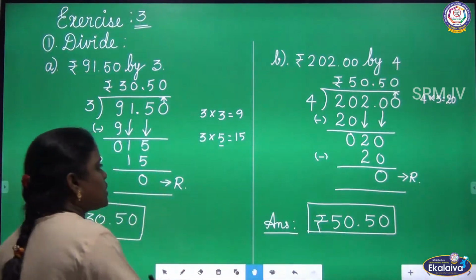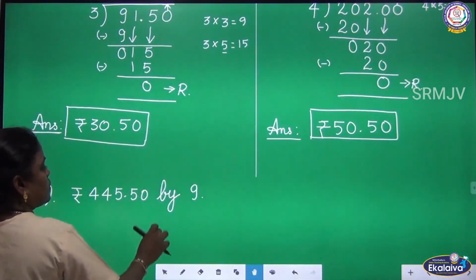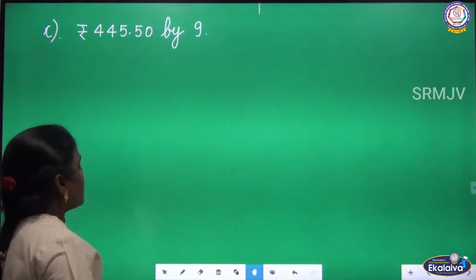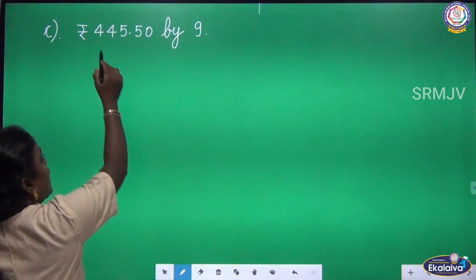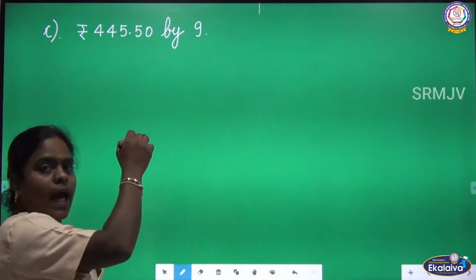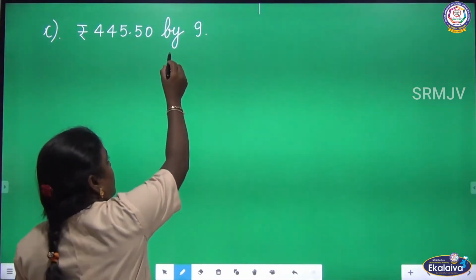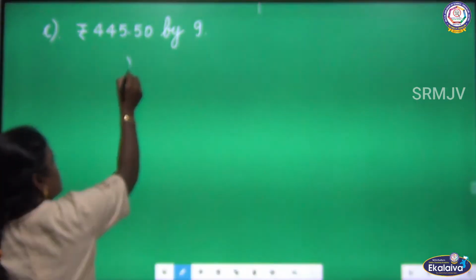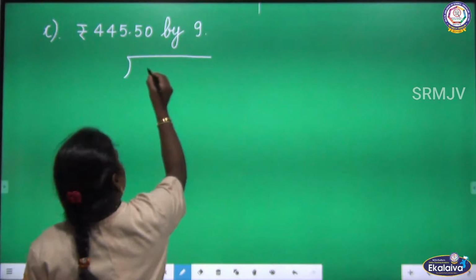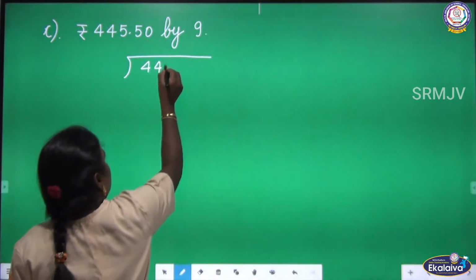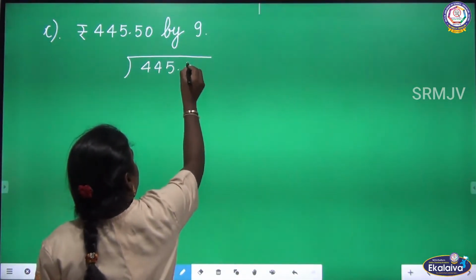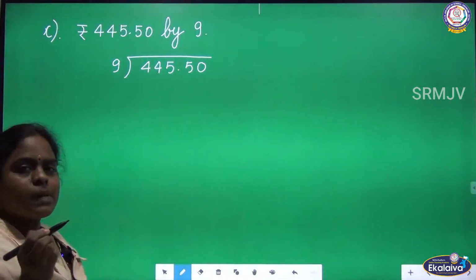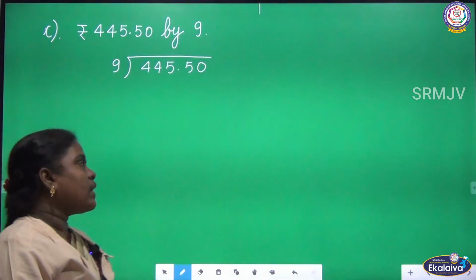Look at the next question, children. Here the given amount is 445 rupees and 50 paise, and we are going to divide by 9. Let us arrange the numbers. 445 rupees and 50 paise. We are going to use the 9 times table because the divisor is 9.